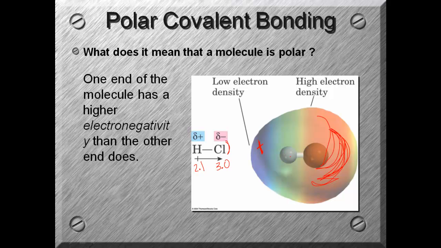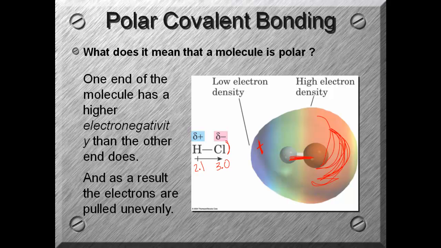You're going to have bonds between two elements that can be polar. You can have whole molecules that are polar. As a result, the electrons will be pulled unevenly. So the electrons will be over here again more often than the hydrogen side.